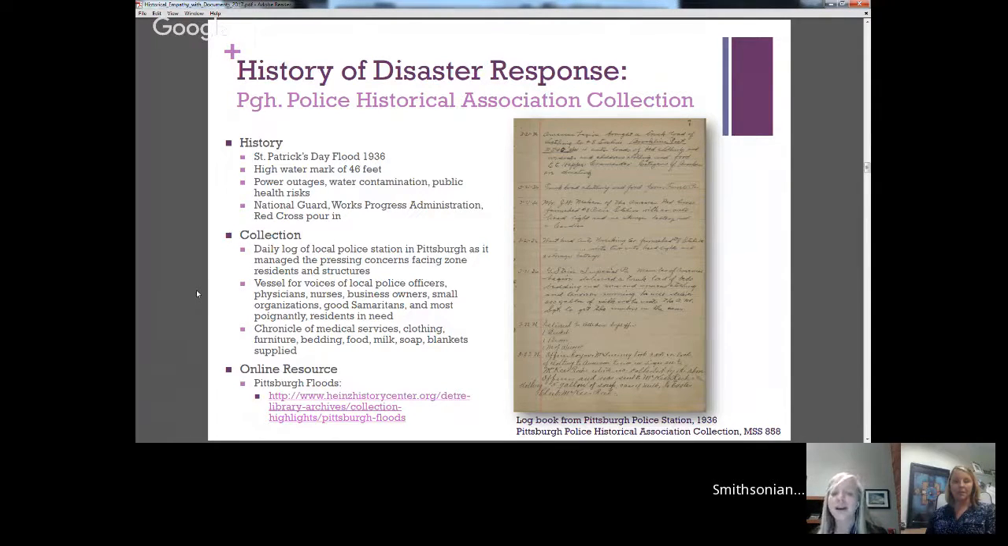Because of the police, it seems like the police station was an intermediary between those people that were in need within this particular area, and those organizations and individuals and physicians that were offering aid. It's really interesting, this logbook is a great vessel of voices, and by extension, perspectives and contributions at this particular time point within the flood and then the direct aftermath.